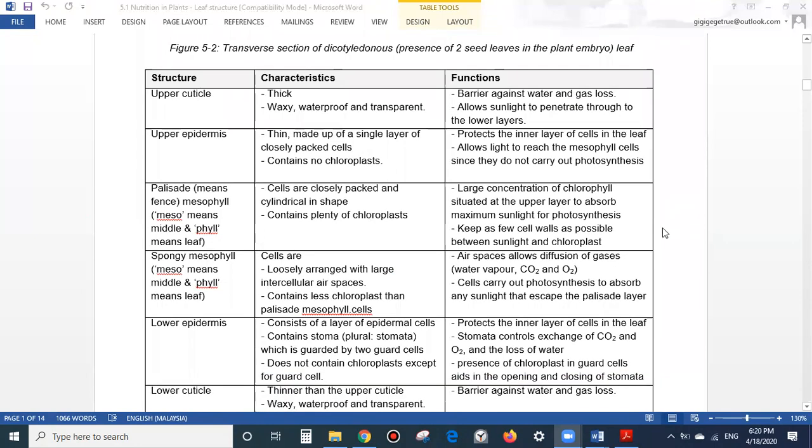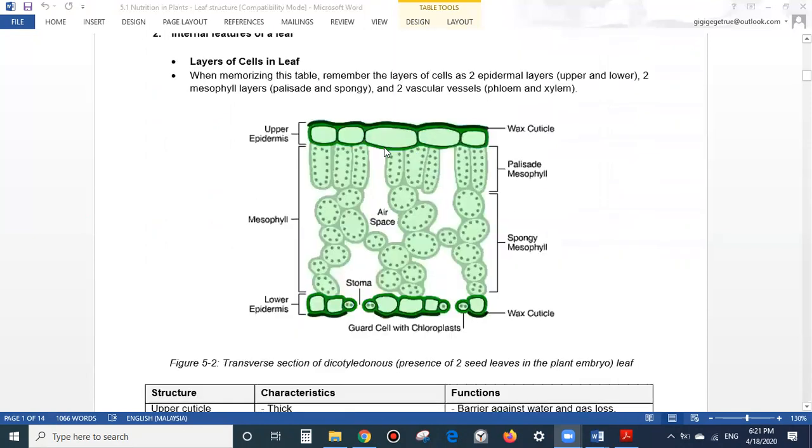Okay, the upper epidermis and the lower epidermis don't have chlorophyll. They are also transparent. So if it doesn't have chlorophyll and it is transparent, it will allow light to pass through very easily, so that the light will reach the palisade mesophyll layer, so that the cells that are more specialized will carry out photosynthesis. Okay?